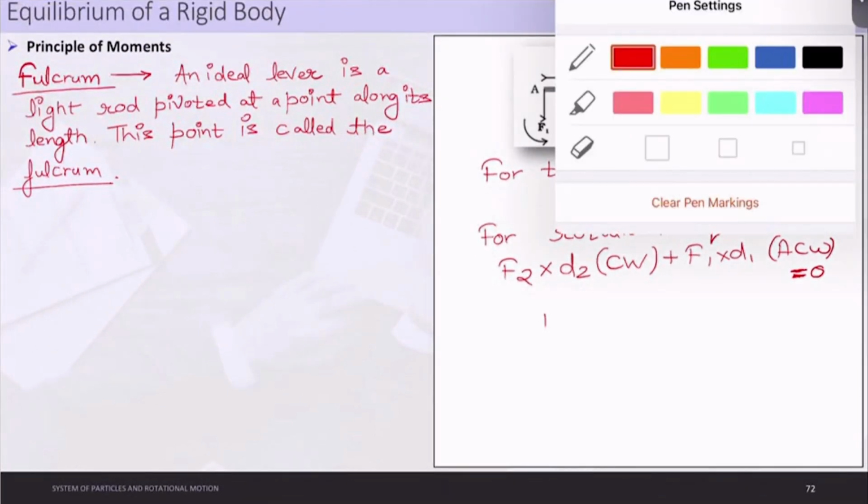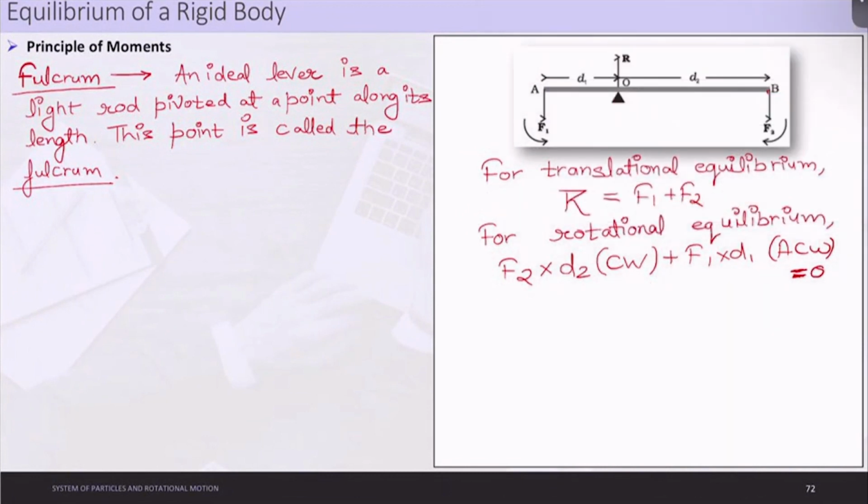or in another form, in a more mathematical sense, we can directly shift one of those forces to the right hand side. Therefore we can write F1 D1 is nothing but equal to F2 D2. Okay, so I hope it is clear till this position. Now let me define some more concepts here. Let me just write those.